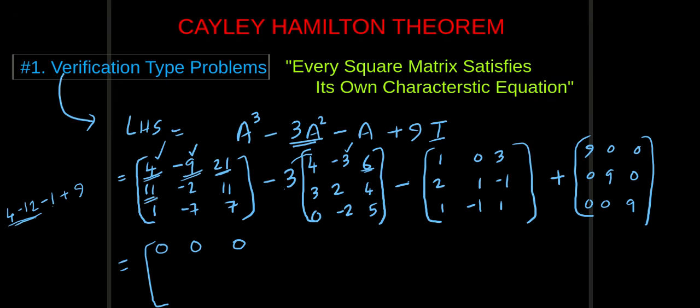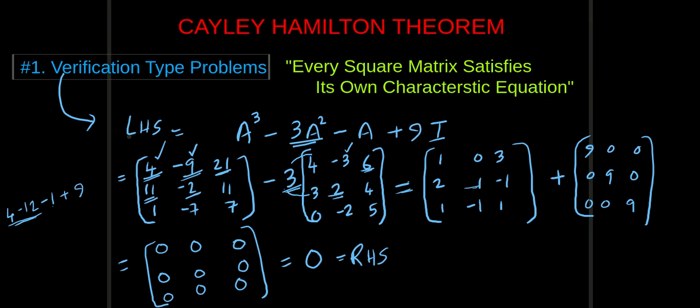And the third element, 21 minus 18, that will be 3, and 3 minus 3 again 0. And second row, first element, so 11 minus 9, that is 2, 2 minus 2 0. Now minus 2 minus 6, that will be minus 8, and minus 9 plus 9, that is 0. Same with the other elements. Okay, so we got the 0 matrix, and that is equal to RHS. So this is the first type, that is verification type.